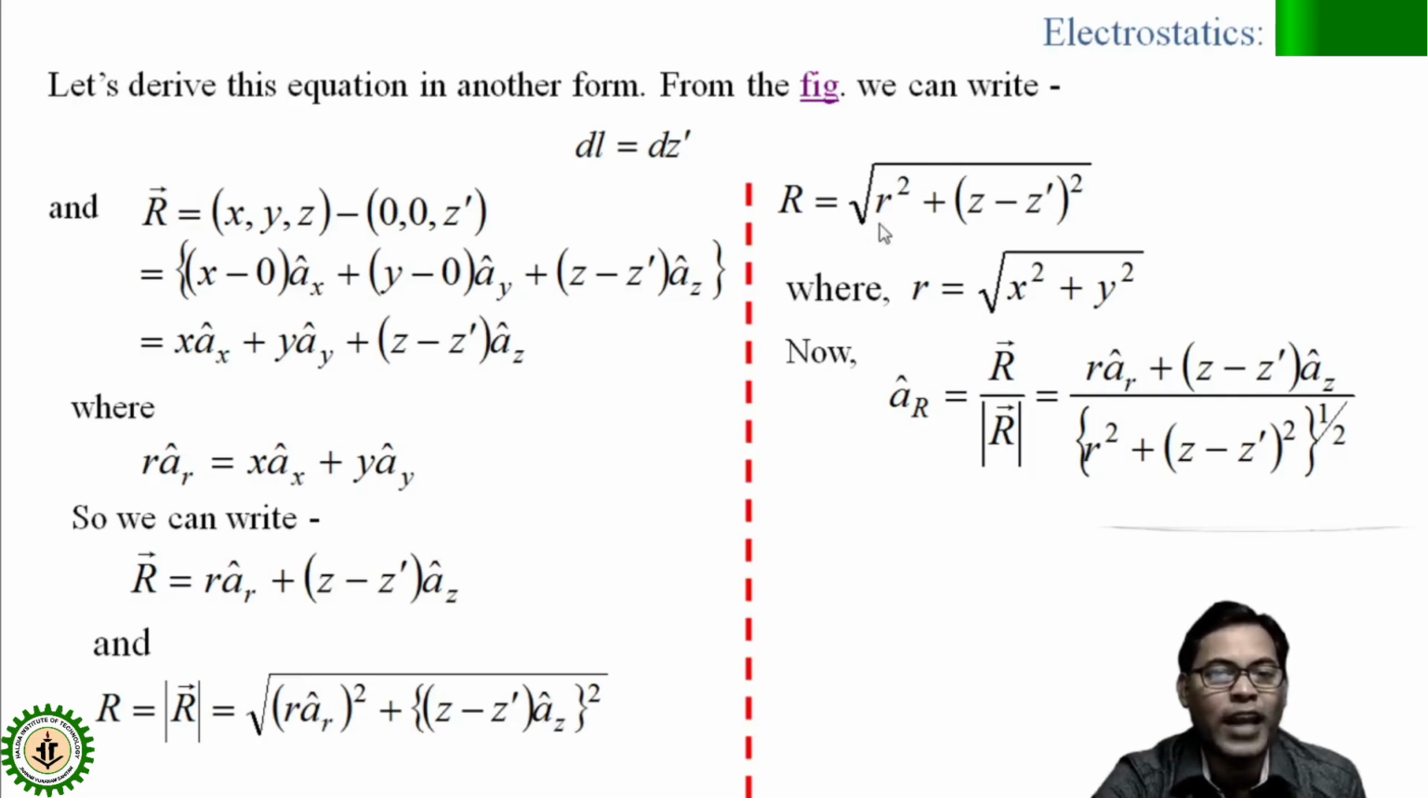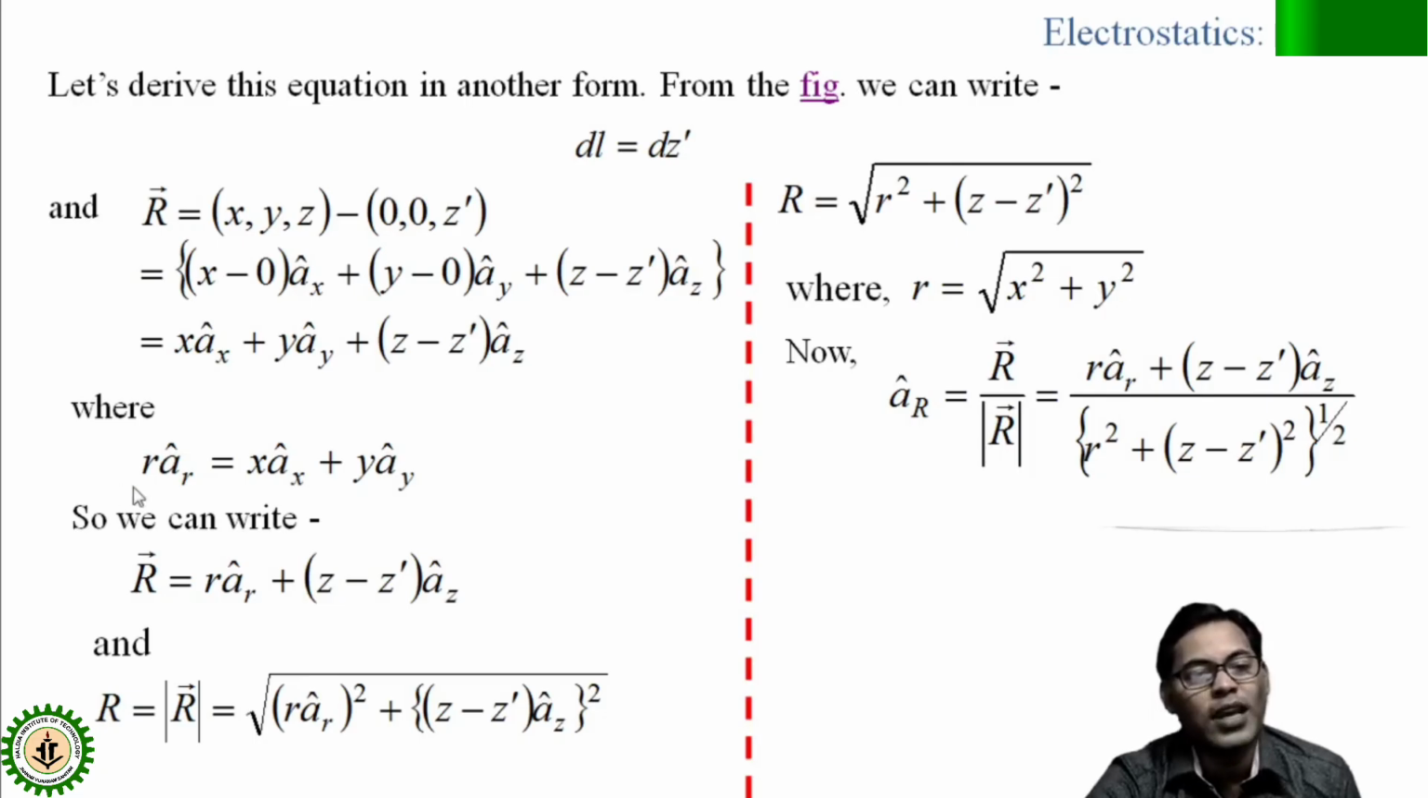So here we will get r square plus z minus z prime square. So it is the magnitude of r we got. And also we know that this r, small r, we can find out from this expression: r equals root over of x square plus y square. Now our aim is to find out the unit vector AR.